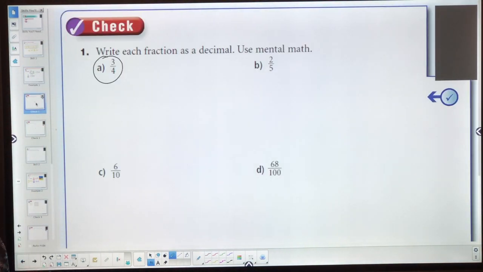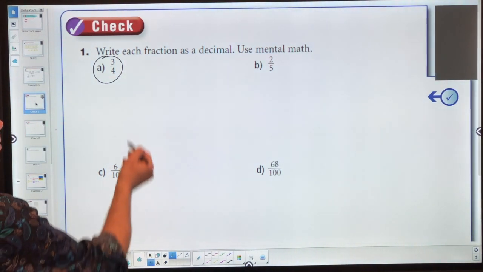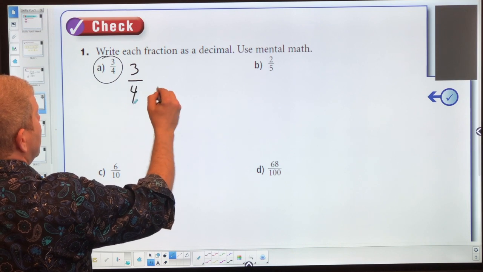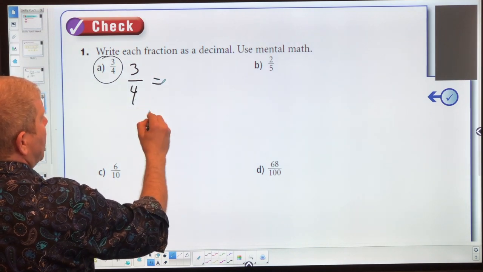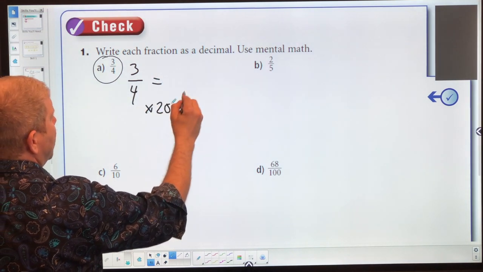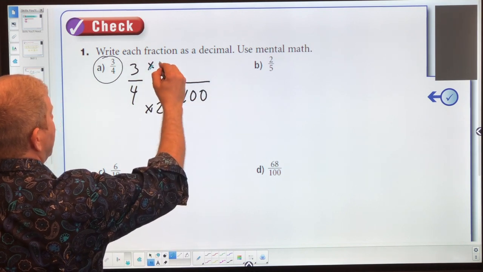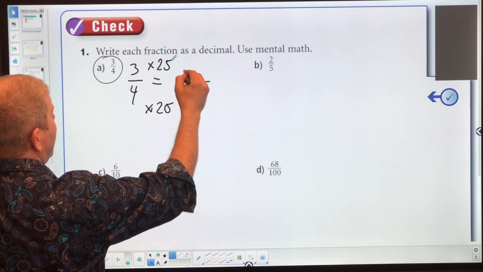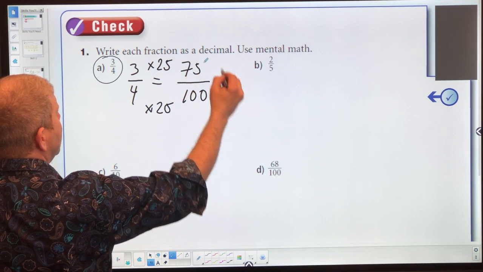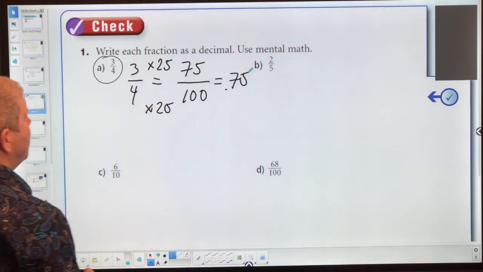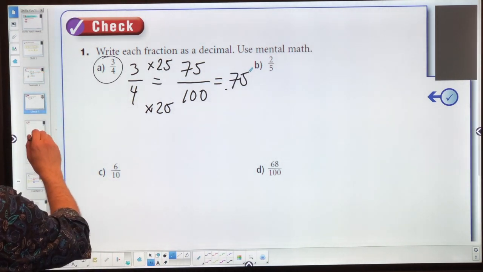Now we'll move to number 1. I'm going to give an example number 1. We can look at this one here. We're going to take 3 over 4. We're going to recognize that 4 multiplied by 25 will give us 100. We'll put that over there, and we're going to also multiply my numerator by 25, which will give us 75. And therefore we will have 0.75 as our decimal.